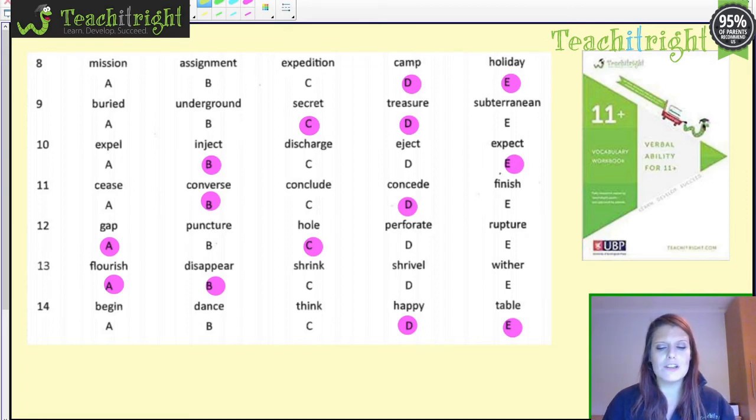9, secret and treasure. All the others are beneath the earth. 10, the others are all methods of removing something.